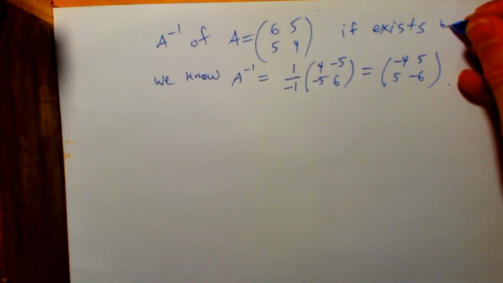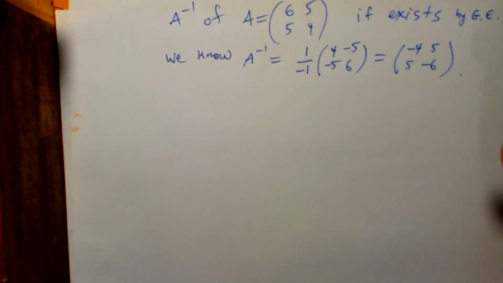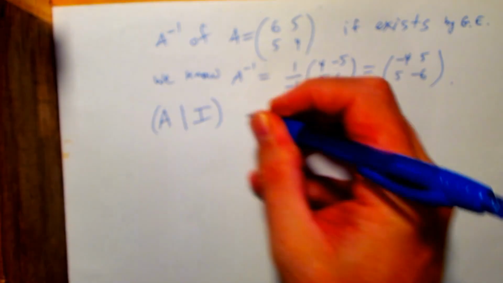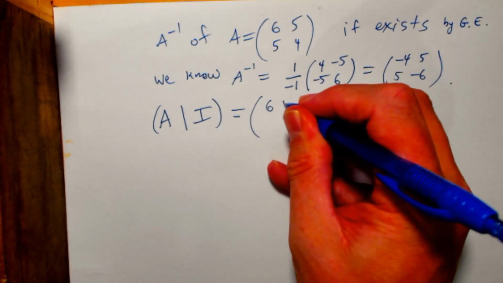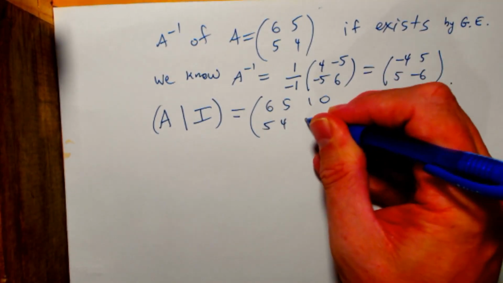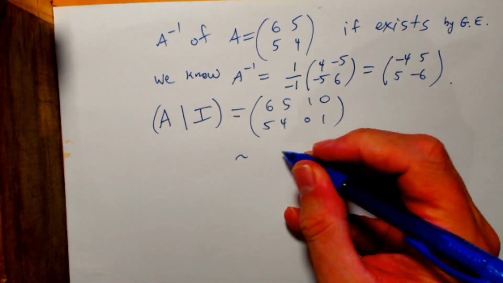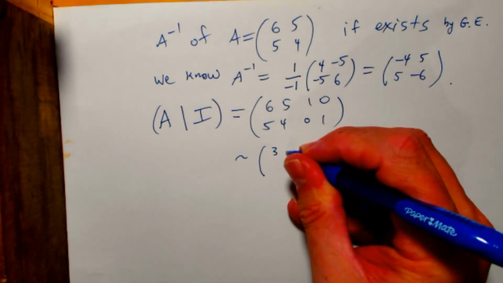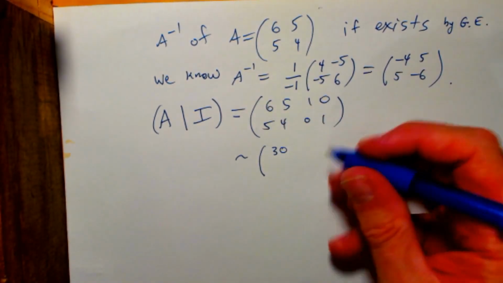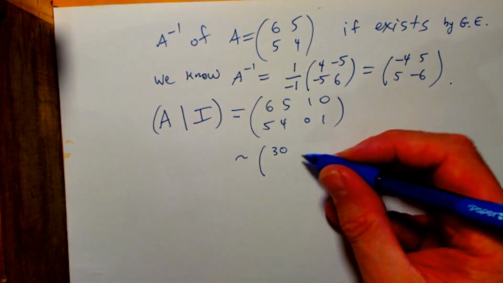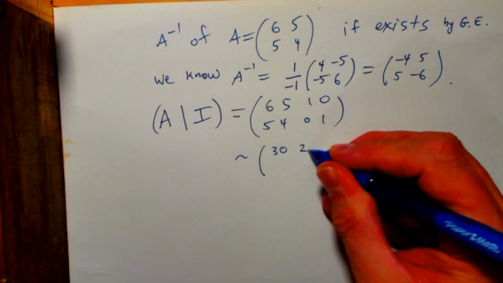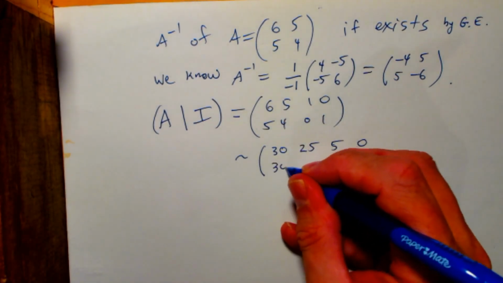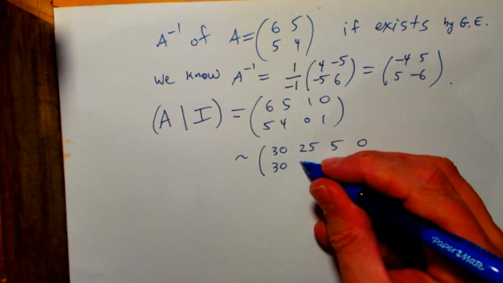So we're doing this by Gaussian elimination. Okay, so we set up the matrix A concatenated with I. And we row reduce. So multiply the top row by 5, because there's a 5 there. So 5 times 5 is 25, 5 and 0. I'll multiply the bottom row by 6 so we can get 30 there. 6 times 4 is 24.